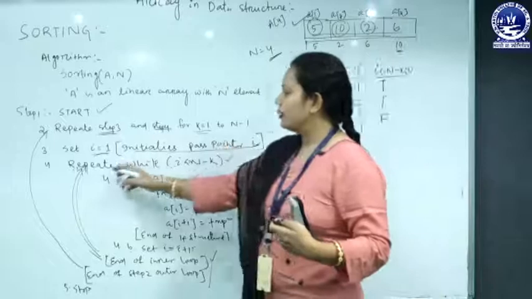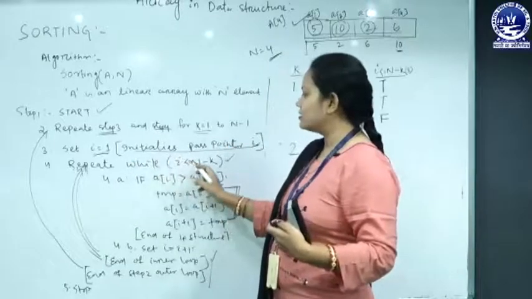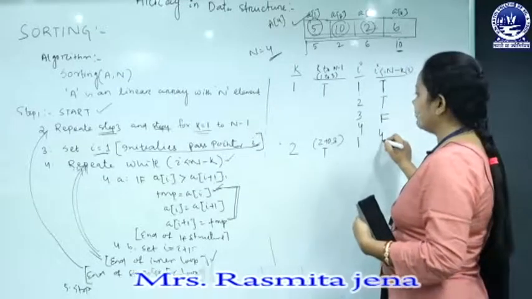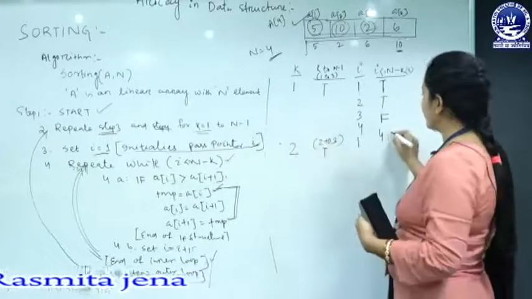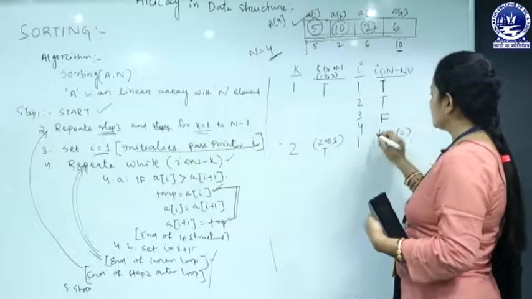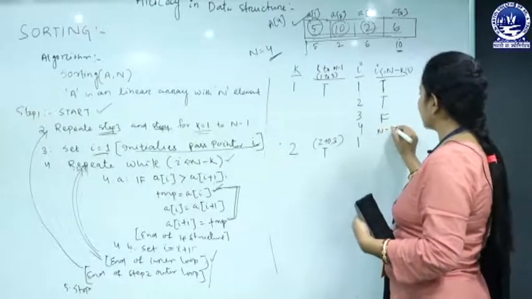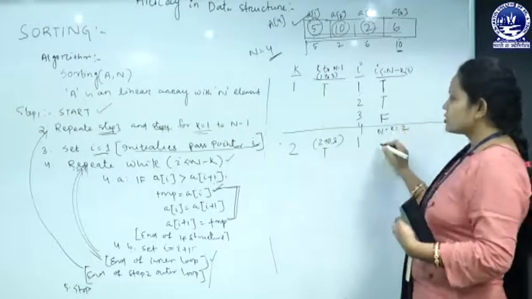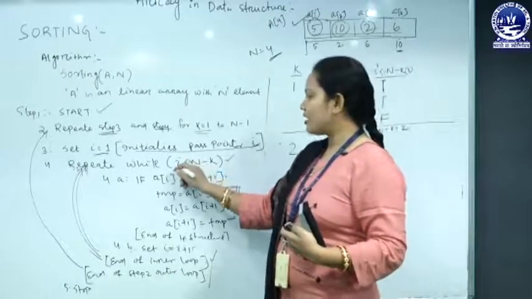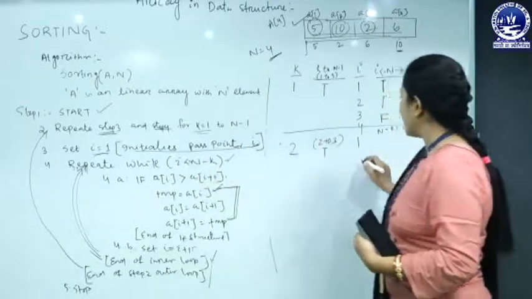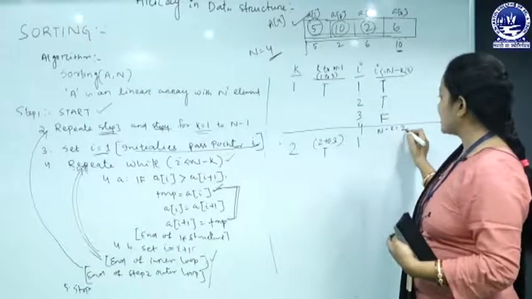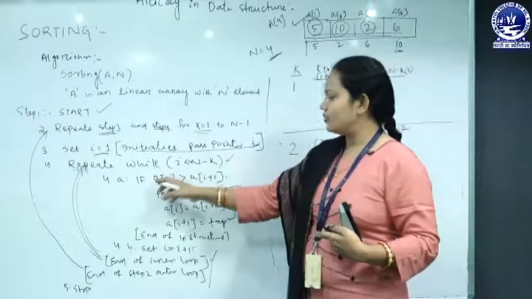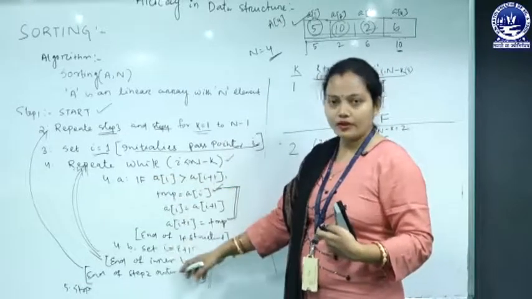Then comes repeat while I less than equals to n minus k. So n is 4 and k is 2, that is 4 minus 2, that is 2. So n minus k equals to 2 for pass 2. This is pass 1, then pass 2. So we will check the condition I less than equals to n minus k. I is 1, n minus k is 2. So this condition is true. As this condition is true, then we will execute step 4a and 4b.